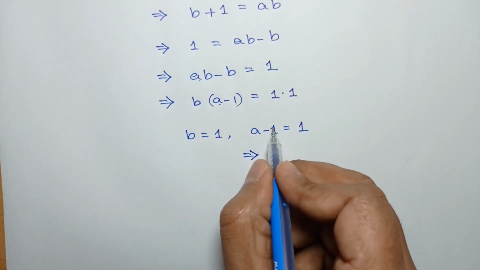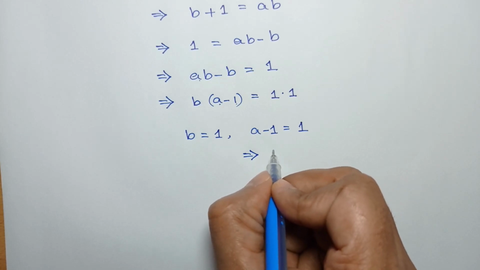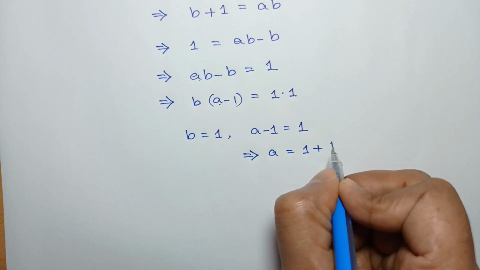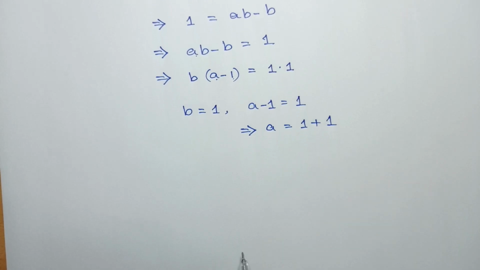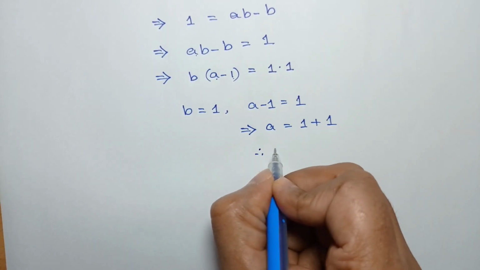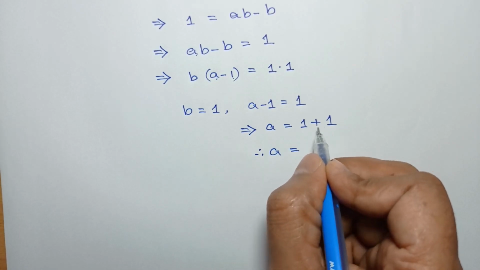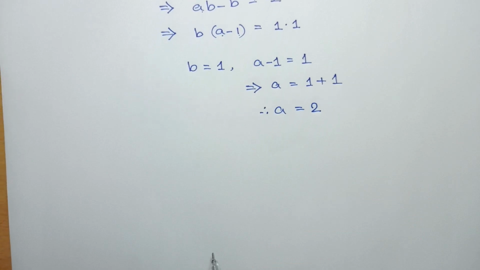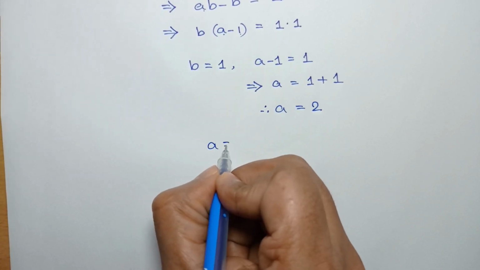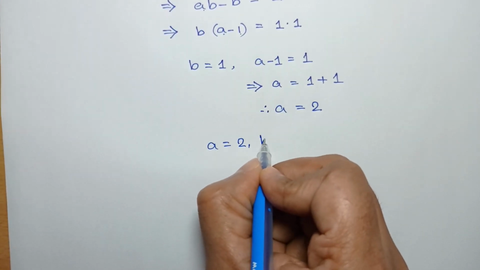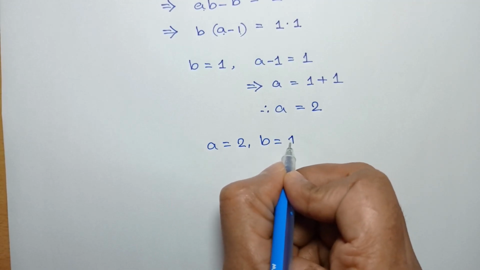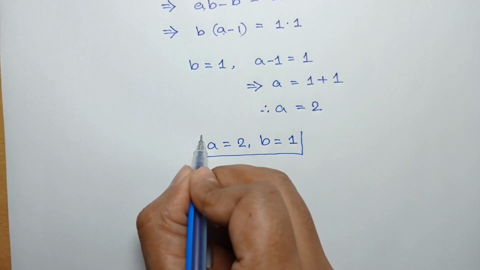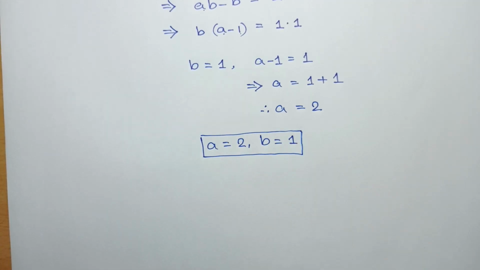Or taking this 1 to the right side, we get a is equal to 1 plus 1. So the value of a is equal to 1 plus 1, which is 2. So a is equal to 2 and b is equal to 1. So this is the solution of the given equation.